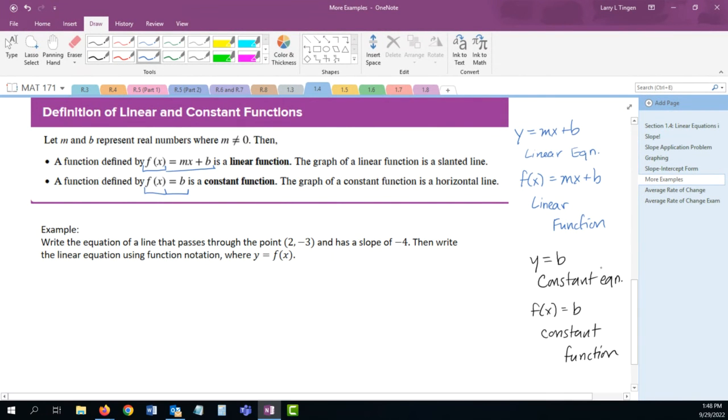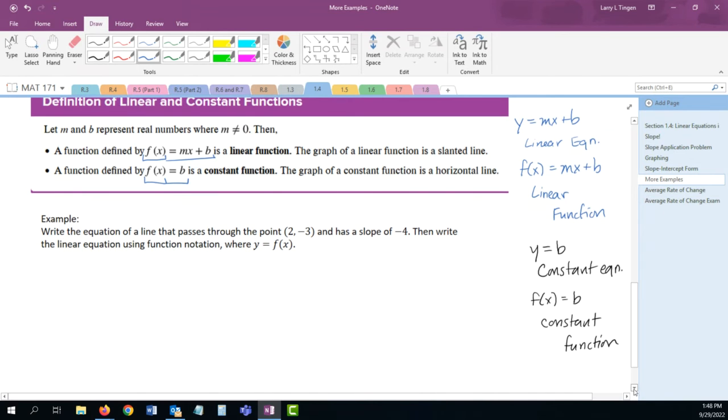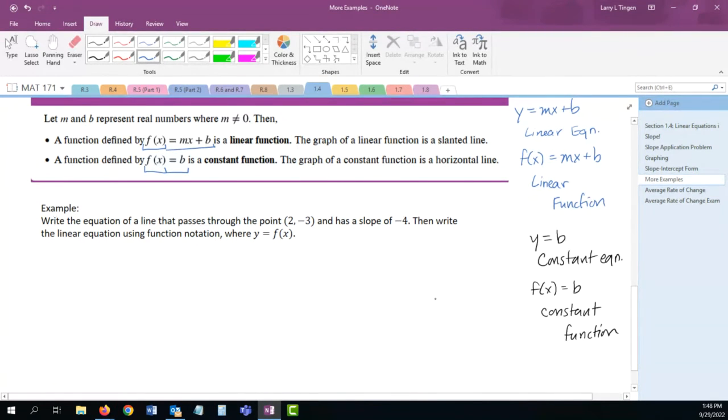Now I have one last example here, and it says to write the equation of a line that passes through the point (2, -3) and has a slope of -4, and then write that linear equation using function notation where y is equal to f of x.